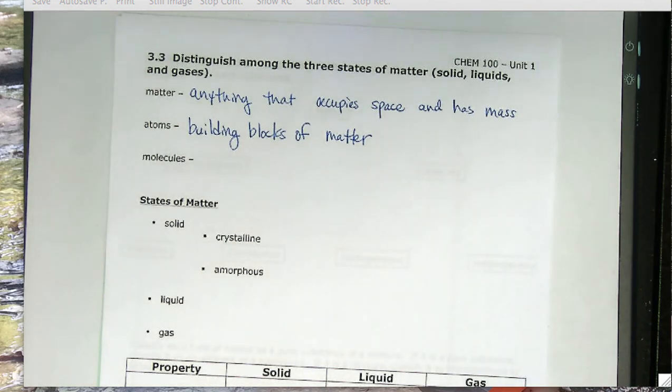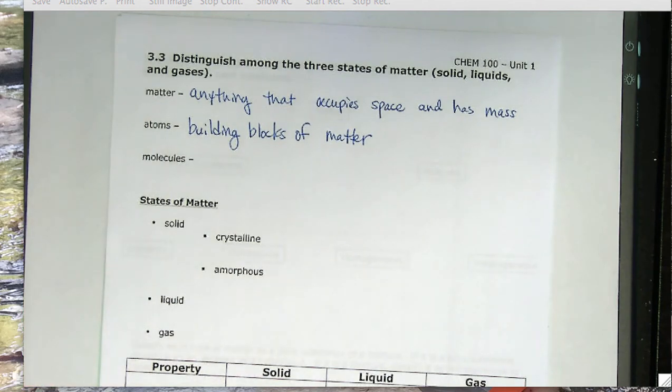So matter is made up of atoms and mass is made up of atoms. And the difference between matter and mass is what? Mass is something that you can measure. It's a quantity that can be defined. You can measure it using a balance.